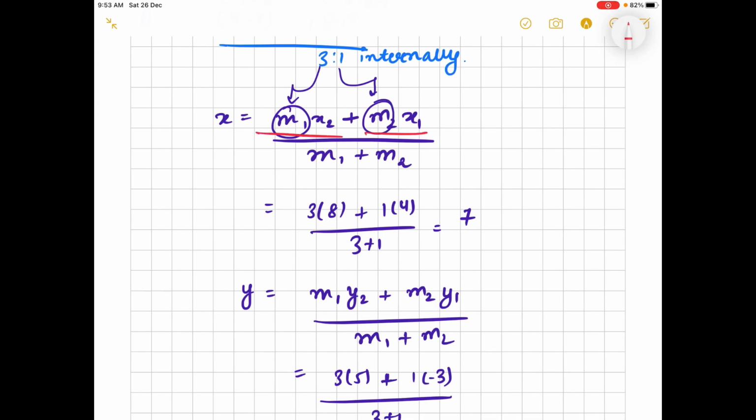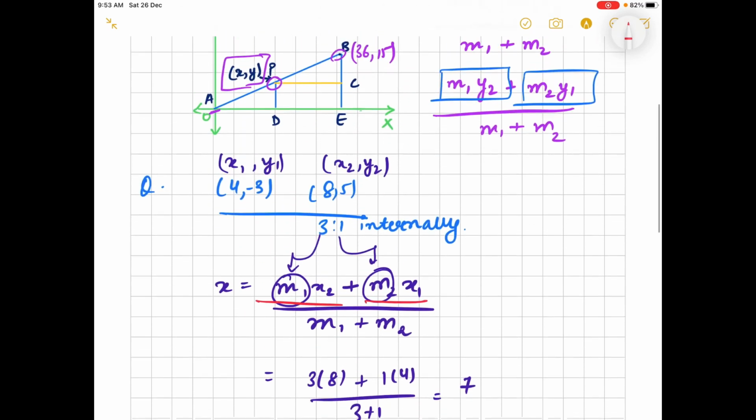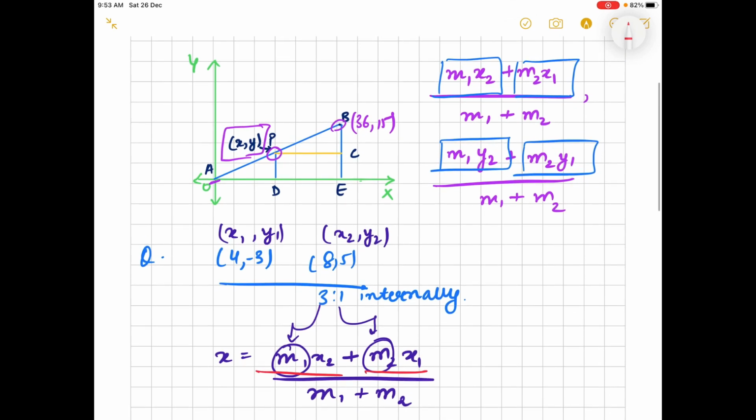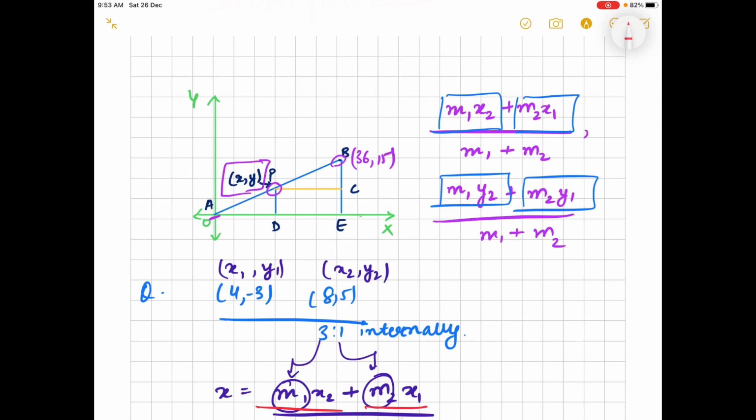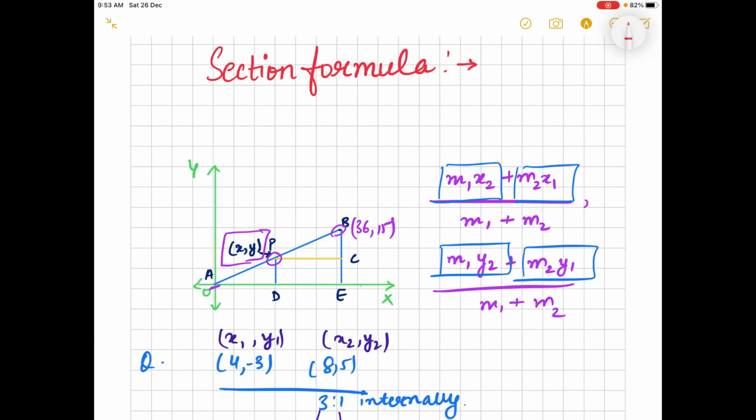To find the x coordinate, you have to multiply the ratio with the x coordinates, and to find the y coordinate, you have to multiply the ratio with the y coordinates. So this is our section formula, and the section formula ends here. You have to practice questions based on this formula, as you can see questions based on this formula in your exams.